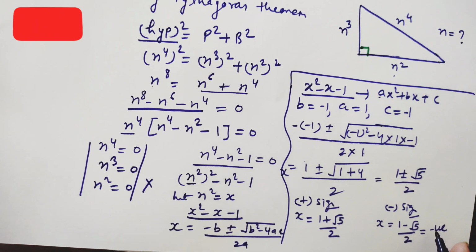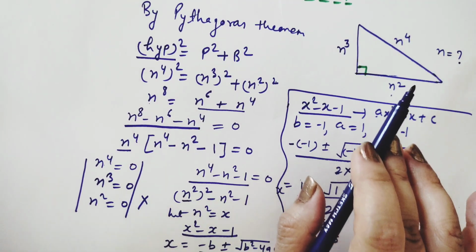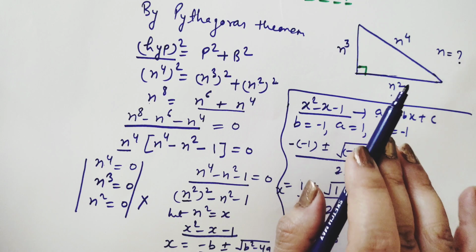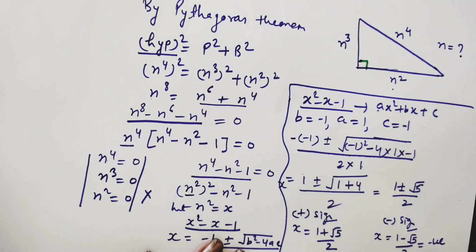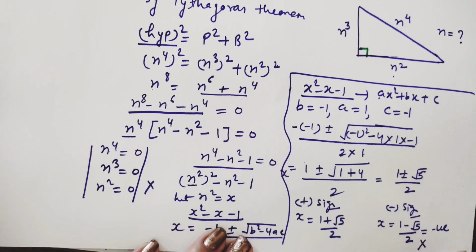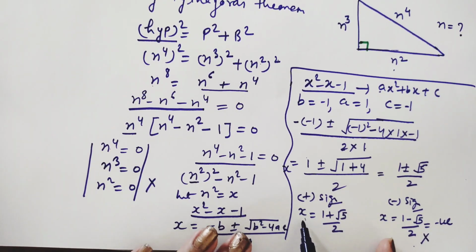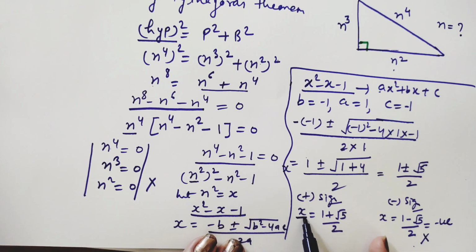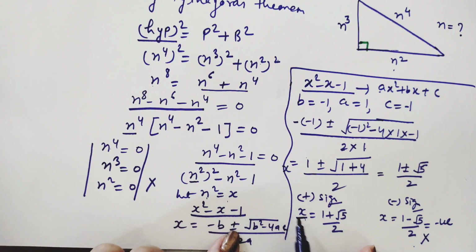It is not possible for any triangle length to be negative. Always remember the sides of a triangle are always positive. So it is rejected, and we will consider only this value: x equals 1 plus root 5 by 2. Now what is x? We considered x equals n square, so this x is equal to n square.